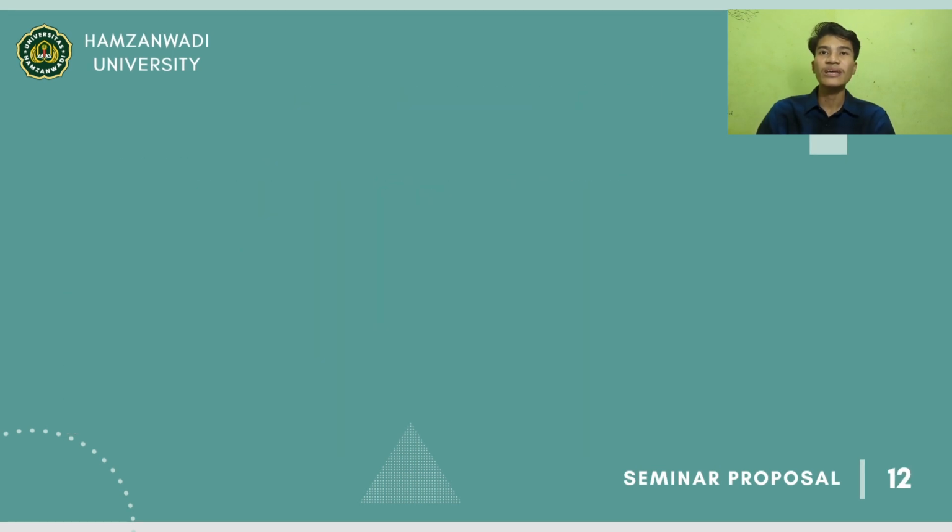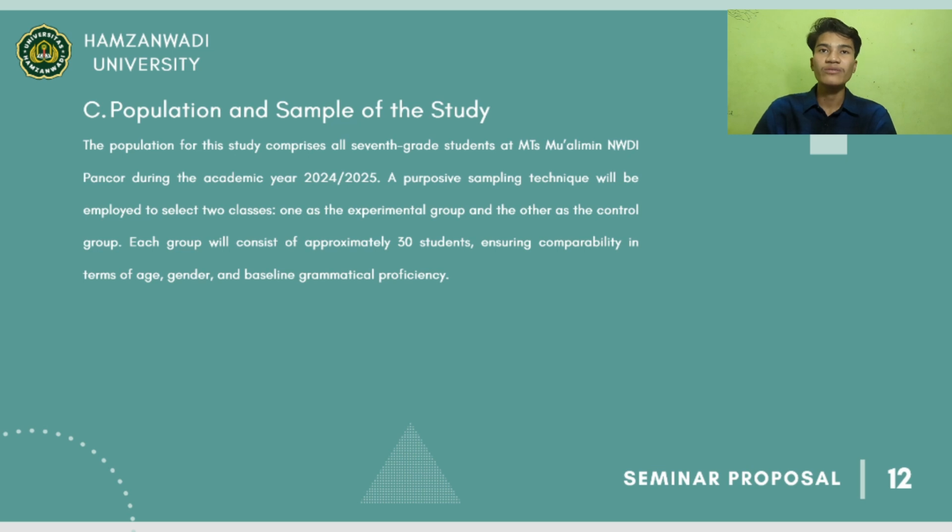Alright, and then population and sample of the study. The population for the study comprises all 7th grade students at MTS Mualimin NWDI Pancor during the academic year 2024 and 2025. A purposive sampling technique will be employed to select two classes, one as the experimental group and the other as the control group. Each group will consist of approximately 30 students, ensuring comparability in terms of age, gender, and baseline grammatical proficiency.